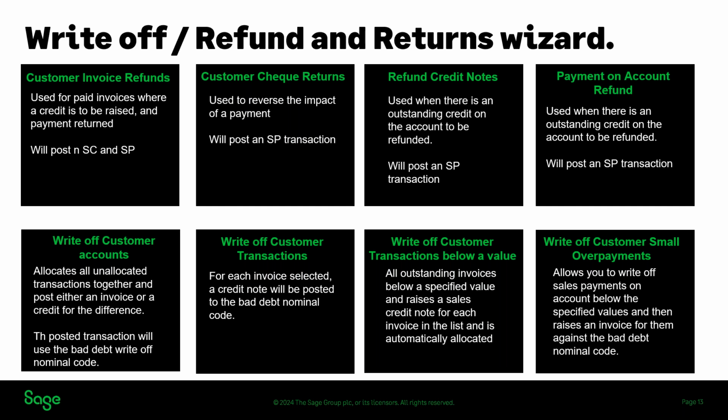So what I've done here is allow you to see what it's going to do in each scenario and also what type of transaction it will post. So for example, on a customer invoice refund, it will look for any paid invoices, like we've just done as a manual example, and it will post that sales credit and sales payment for you. Okay, so we've just done the manual process. We're going to show you how to do it as an automatic one.